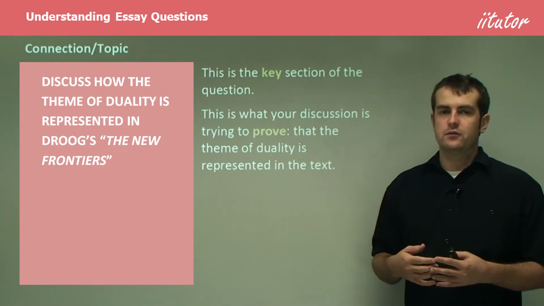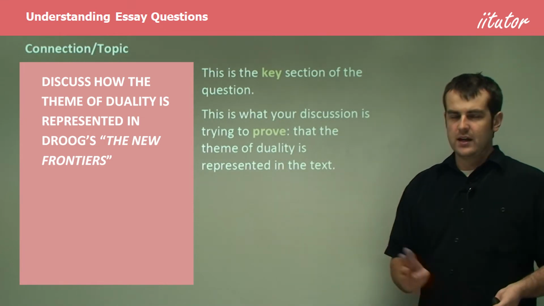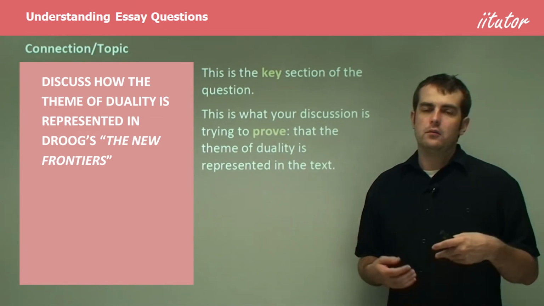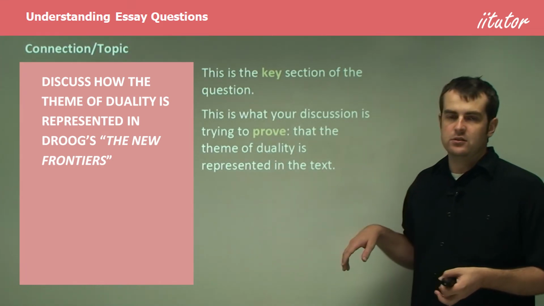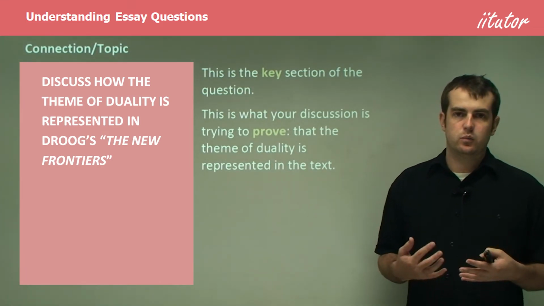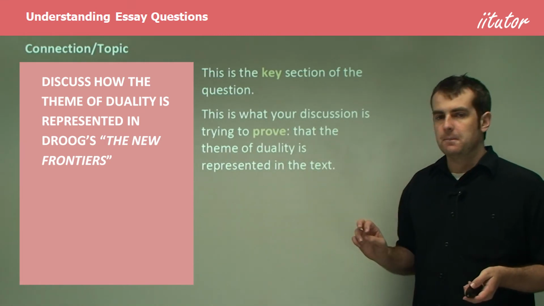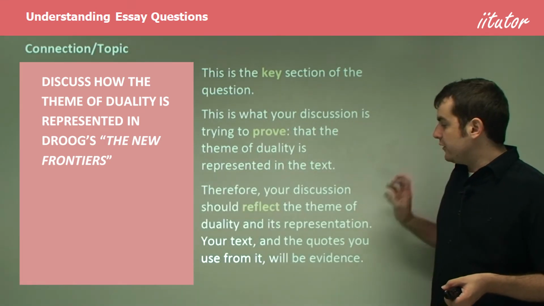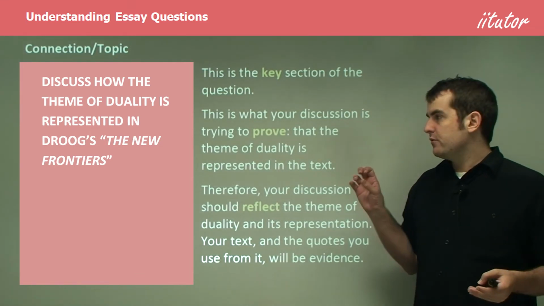The only way you can prove to me you know the story is by providing the right sort of evidence which backs up your points, and coming up with some very good examples of things which help to prove your idea. Discussing it in isolation is obviously a bad idea as well. You need to have the evidence there, but it should be your main priority. Your discussion should reflect theme duality, representation of text. Your quotes will be your evidence to prove that.